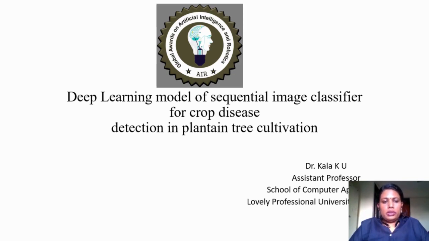Now I am going to present one of my recent research works titled Deep Learning Model of Sequential Image Classifier for Crop Disease Detection in Plantain Tree Cultivation.